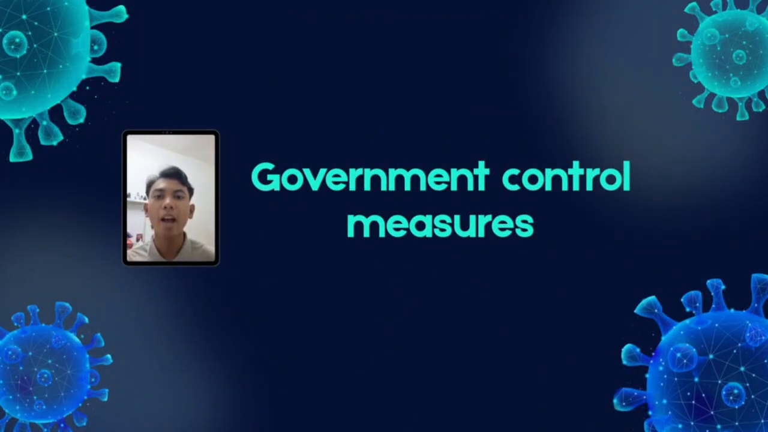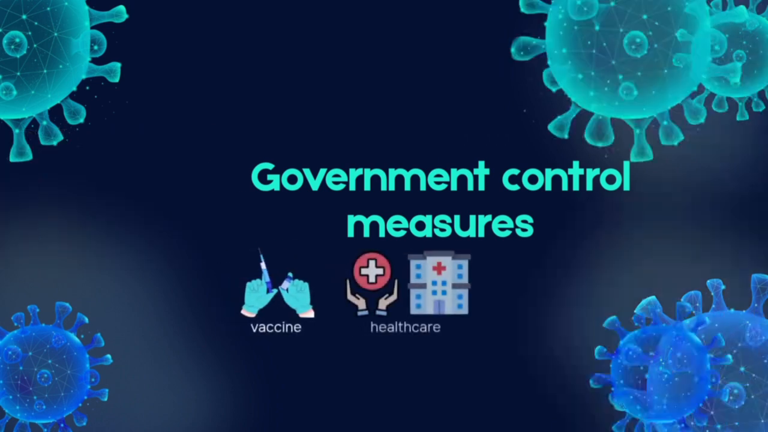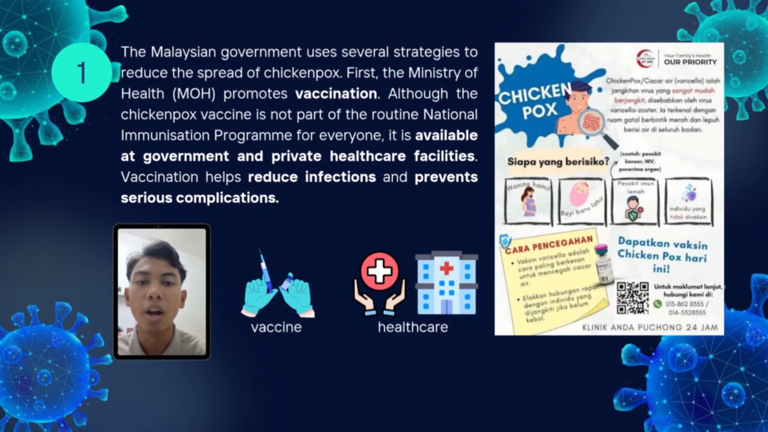Okay, next, I will explain how the Malaysian government controls the spread of chickenpox. First of all, the Ministry of Health, or MOH, encourages vaccination. Although the chickenpox vaccine is not included in the routine national immunization program for everyone, it is available at government and private healthcare facilities. Vaccination helps reduce the number of infections and lower the risk of serious complications caused by the virus. As you can see on the screen, there are posters that are produced by the private healthcare facilities.